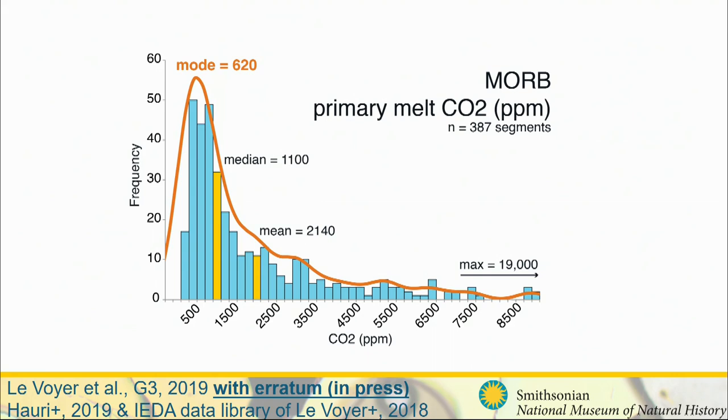And when you do that, you get this data set with a very skewed distribution, nearly a log normal distribution, with a median of 1,100 parts per million CO2, but a most common, you know, go to the ridge, pick up a rock, a most common primary CO2 concentration of 620 parts per million.